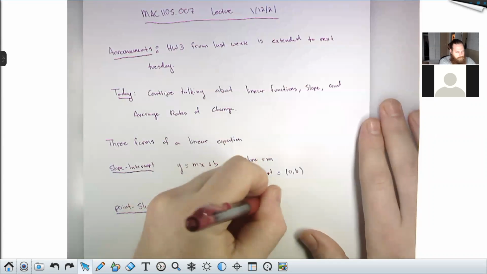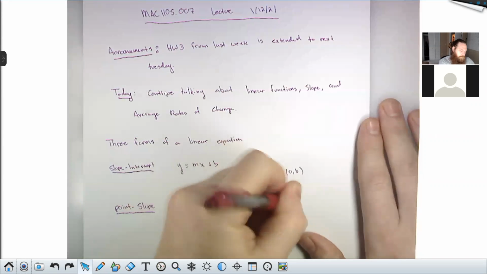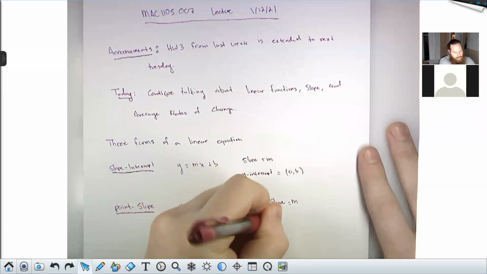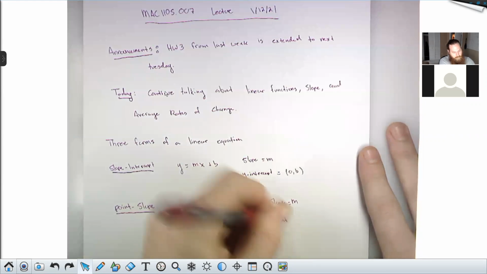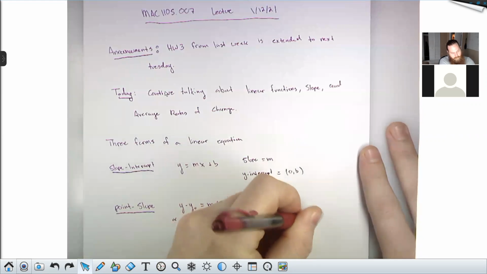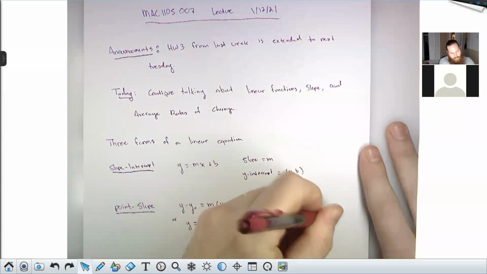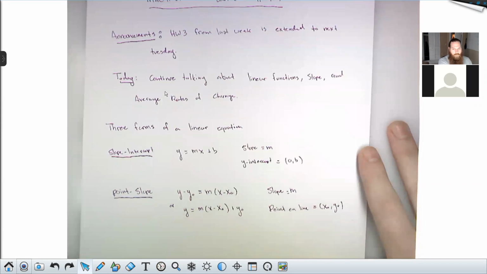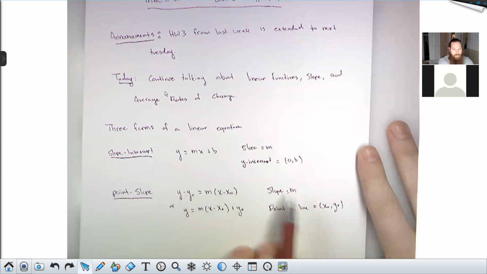But this is a line with slope m and any point on the line (x0, y0). So if I tell you the slope and I tell you any point on the line, doesn't have to be the y-intercept, you can write down the point slope form of that line.